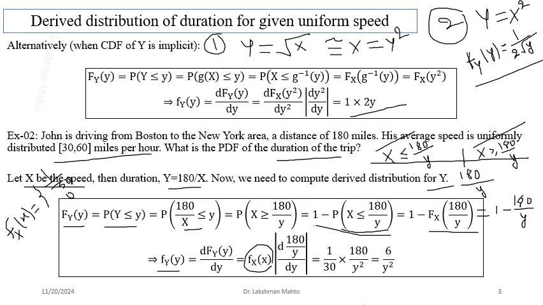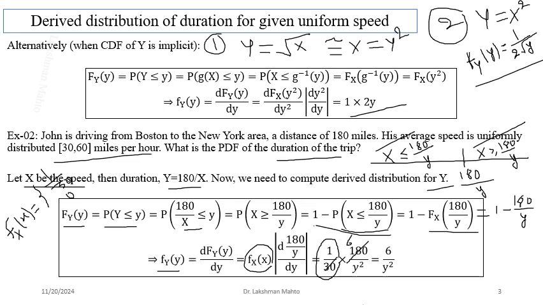So what is the PDF of x? It is 1 by 30. So that we have written it, 1 by 30. That one is uniform. And what is the derivative of 180 by y? It is 180 by y square. And here modulus we have taken, density is never a negative quantity. It is always a positive quantity. That's why modulus we have taken. So it would be 180 by y square. And simplify it, what you will get? 6 by y square. So this is the PDF of duration y.